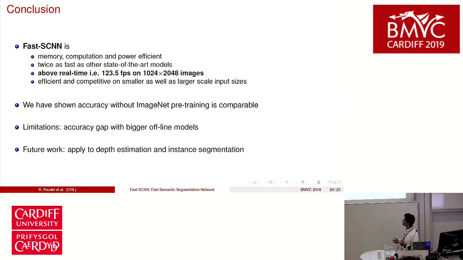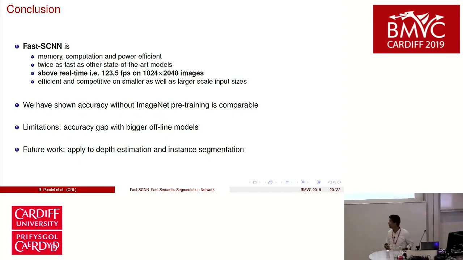And in our second contribution, I think I convinced you that without ImageNet pre-training, you can get a comparable result. The limitation is the accuracy gap with the bigger models: with DeepLab, we are like 10% behind, and with PSPNet, we are almost 10% behind. So that is the gap, the limitation of the model, and we need to address that.